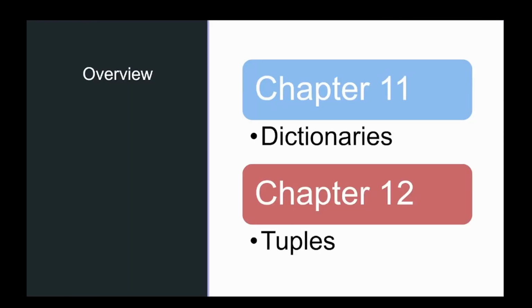Today we are going to dive into chapters 11 and 12, and we're going to explore some more built-in data structures in Python, the first one being dictionaries and the second being what is called a tuple. We're going to look at the different aspects of dictionaries and tuples and how they're the same and how they're different. So let's go ahead and just get started.